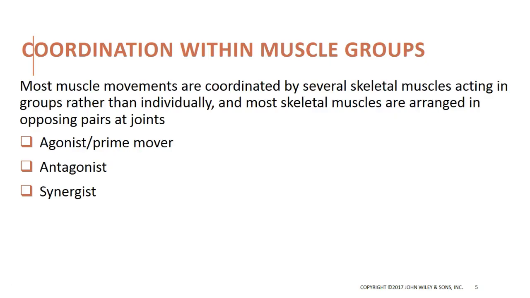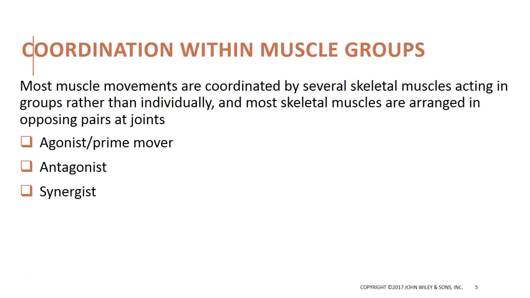The muscle that has the major responsibility for producing a specific movement is what we call the prime mover or the agonist. Agonist means leader. So prime mover or agonist of that movement. For example, the pectoralis major muscle, the big muscle in the upper part of the chest, inserts on the humerus, so it's a prime mover of arm flexion.